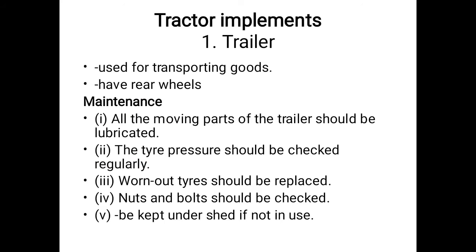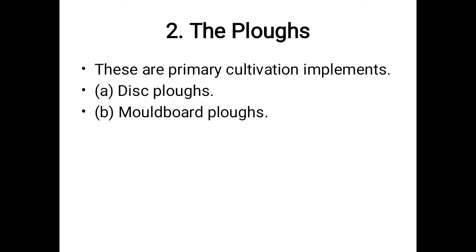We have the trailer, used for transportation of goods. They have rear wheels. Maintenance: all moving parts of the trailer should be lubricated, a very common practice for all farm implements. Maintain tire pressure, making sure that you check the pressure regularly. Replace worn tires, to avoid accidents. Nuts and bolts should be checked to avoid breakage, and the implement should be kept under a shed if not in use for a long period of time.